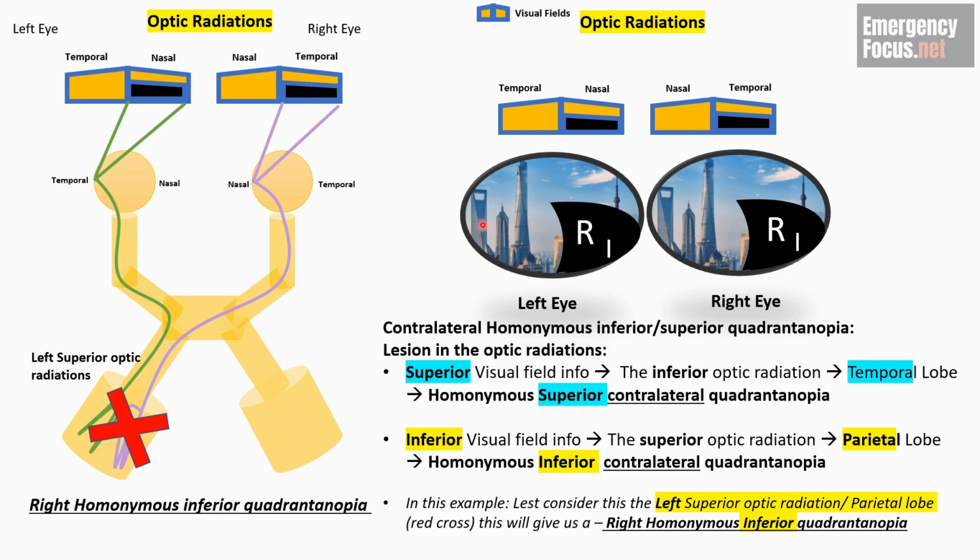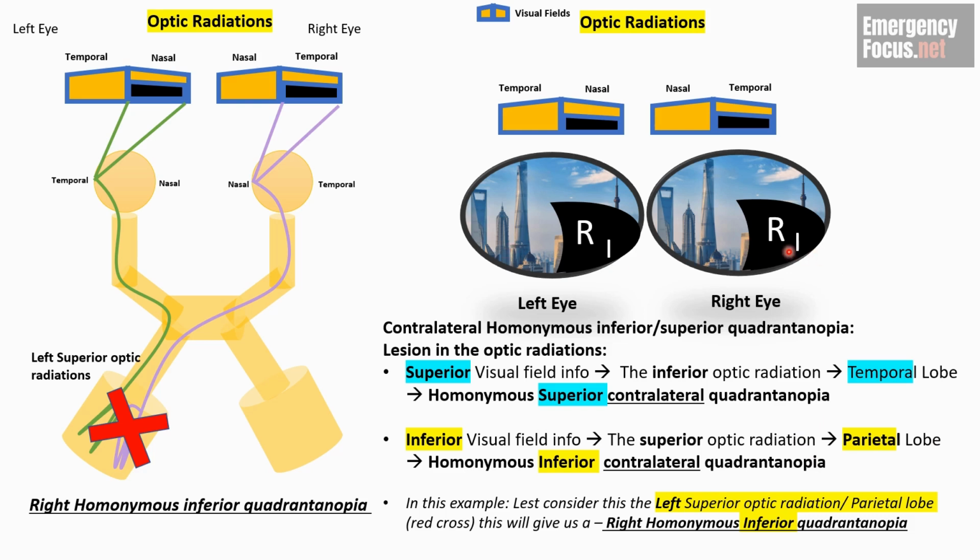okay, from the inferior part of the visual field, will be transmitted by the superior optic radiations, and they go through the parietal lobe. Okay, so this means that any defect in the superior optic radiations or the parietal lobe that is affecting these radiations will cause this type of blindness. And how do we call it?